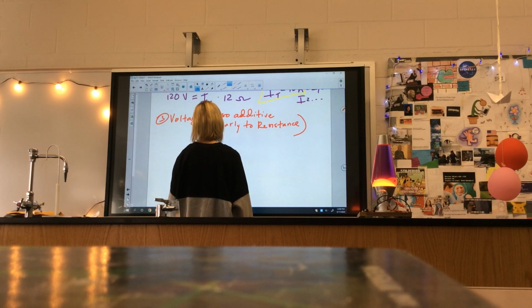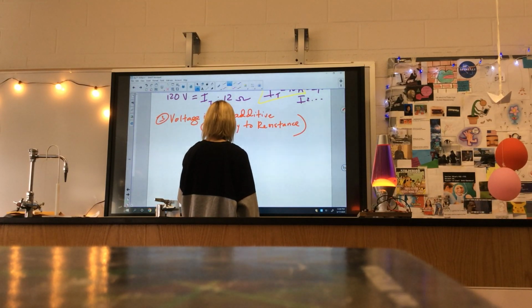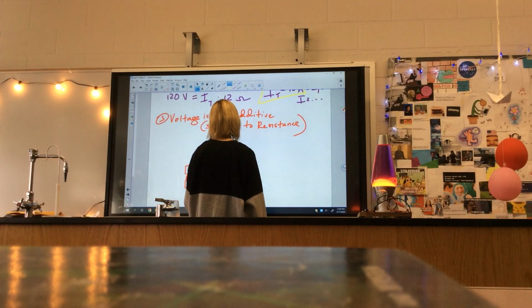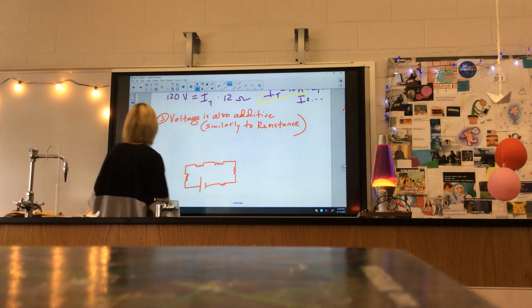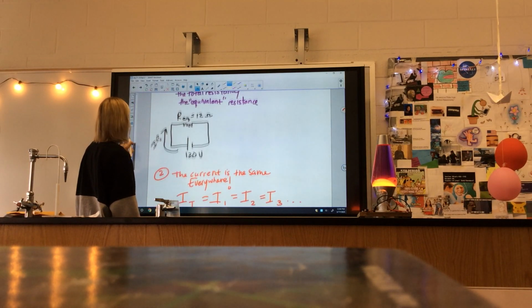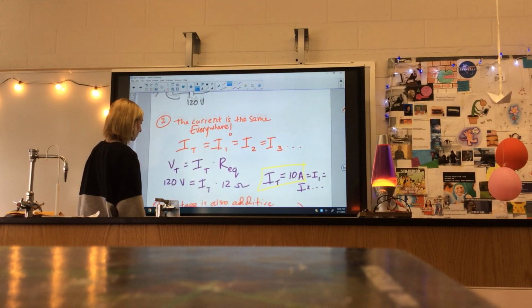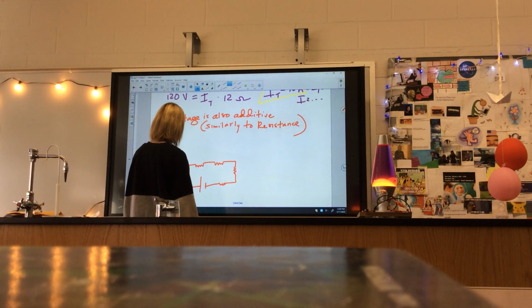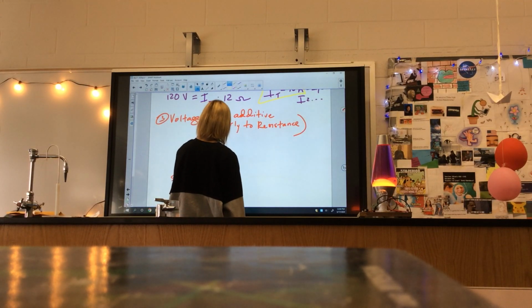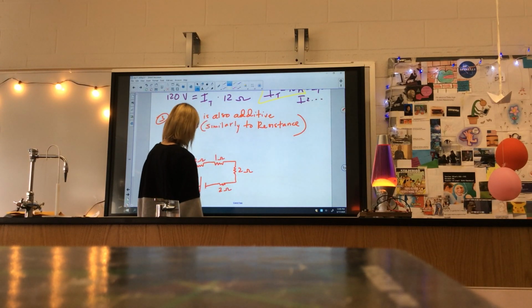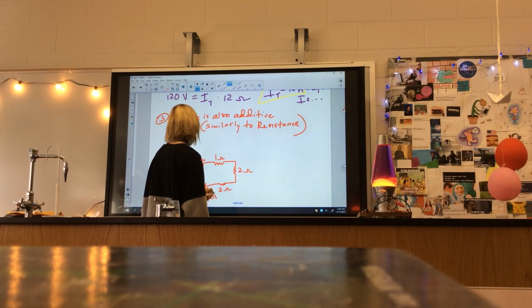We have 120 volts. We have resistor 1, resistor 2, resistor 3, resistor 4, and resistor 5. Now, let's just remember what these are. 5 ohms, 2 ohms, 1 ohm, 2 ohms, 2 ohms. So we have 120 volts. V total equals 120 volts.